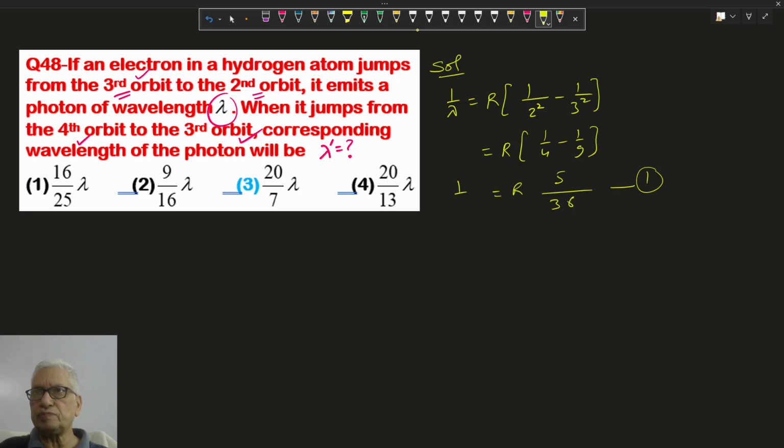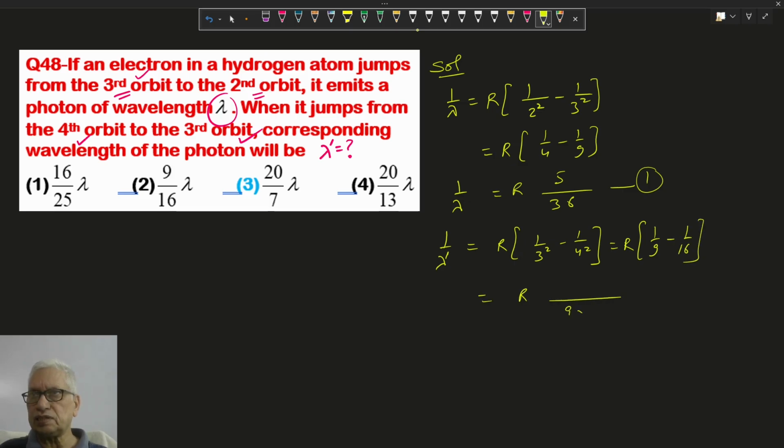So here 1 by lambda is given by equation 1. In the second case, 1 by lambda dash is R times 1 upon 3 square minus 1 upon 4 square, which is 1 upon 9 minus 1 upon 16. Taking LCM 9 into 16, it is 16 minus 9, that is 7, equation 2.